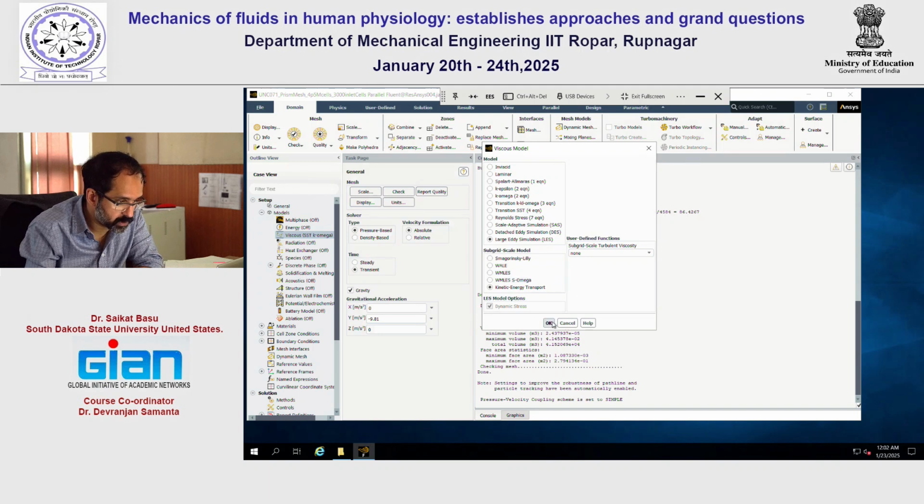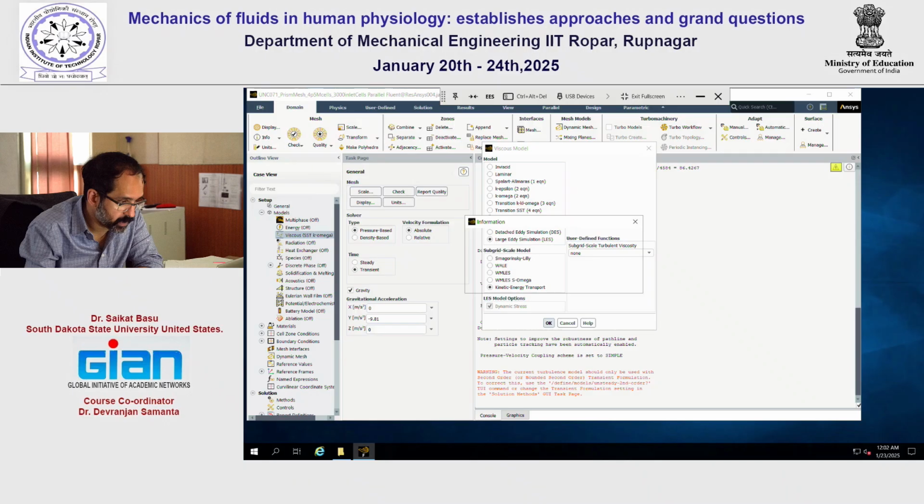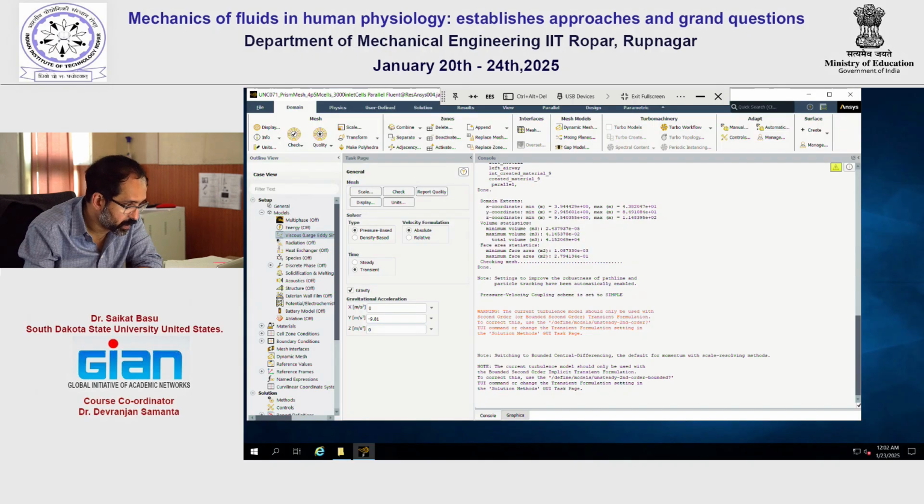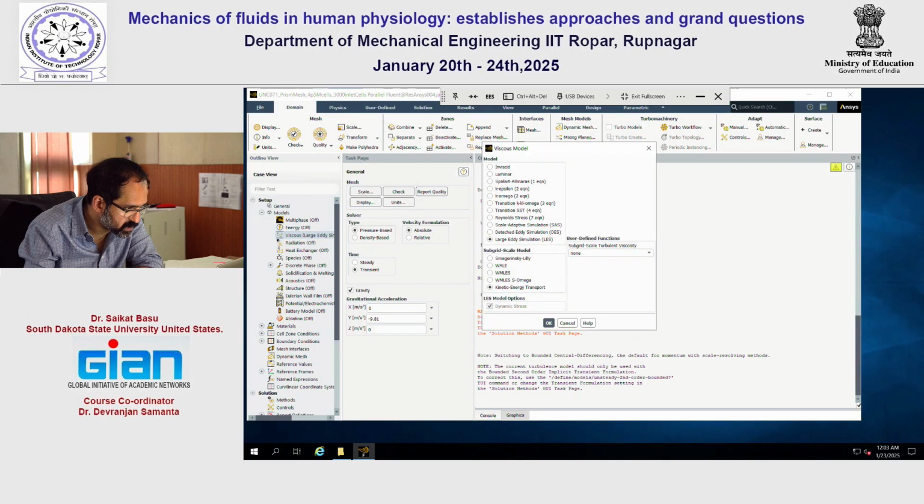So click OK. This error comes up because of a certain reason which I'm going to show later on, but it is automatically changing the numerical method to something else. I'll come to that in a moment, but let's click OK for now. Okay, so the viscous laminar, let me just quickly double check one more thing. Yes, so LES and kinetic energy transport model.